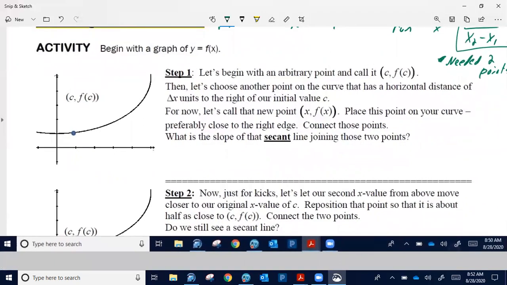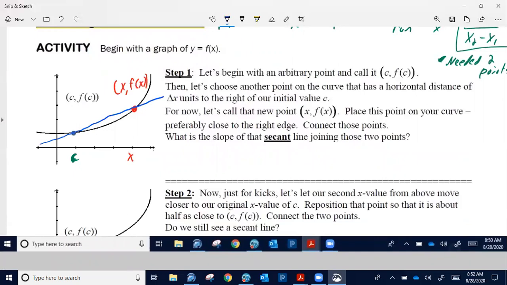So let's begin. We have an unknown graph of f of x here. A point's given to us. That point is at c. And then the y value is f of c. Let's choose another point on the curve that is somewhere further along the way. So I'm going to put a point maybe out here on this curve. I'm just going to call this some unknown x point, which means on the curve here, if I plug x in, this would be the point x, f of x. So we have figured out 2 points. I can connect these 2 points with a line.